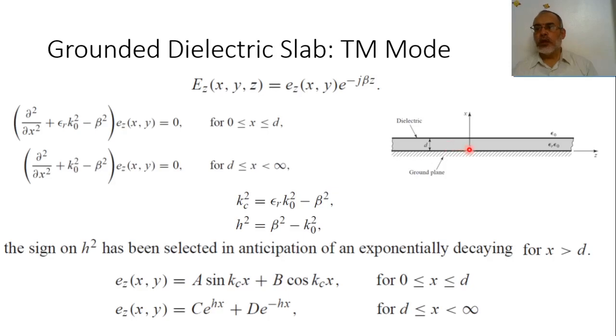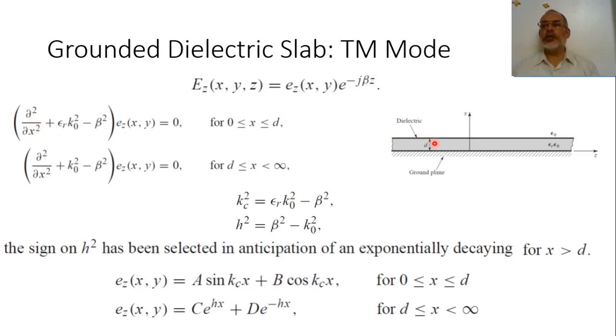Because the geometry of the structure is independent of y, we expect that Ez is constant as a function of y and is only a function of x. Now, applying the Helmholtz wave equation for the case of guided waves, which is nabla t squared Ez plus kc squared Ez equals 0. Nabla t squared in this case is just the differentiation with respect to x, so it is partial by partial x squared plus kc squared.